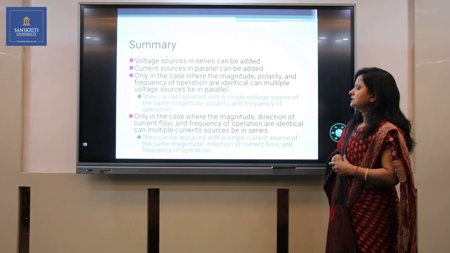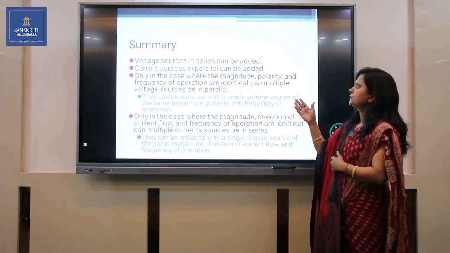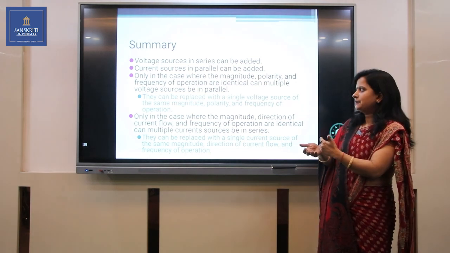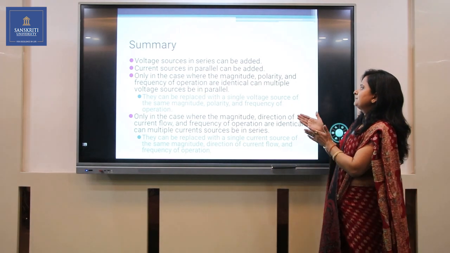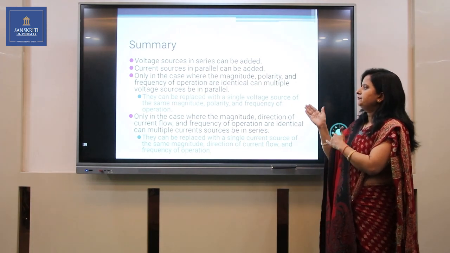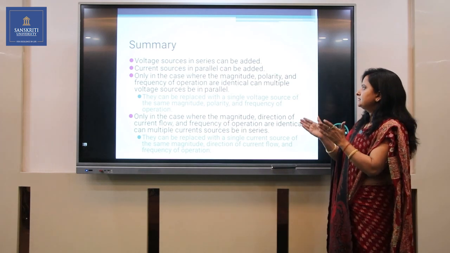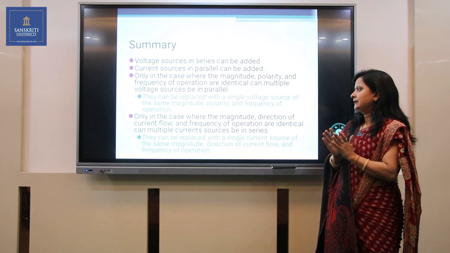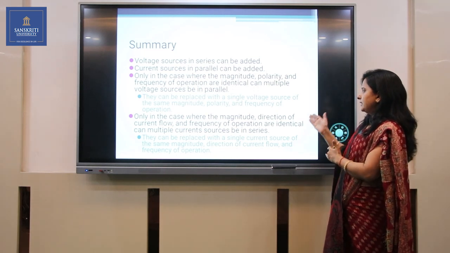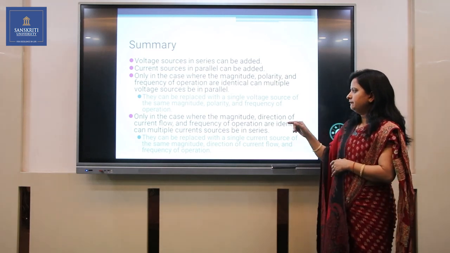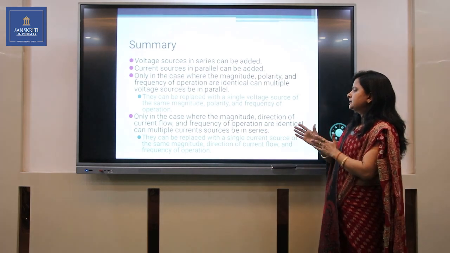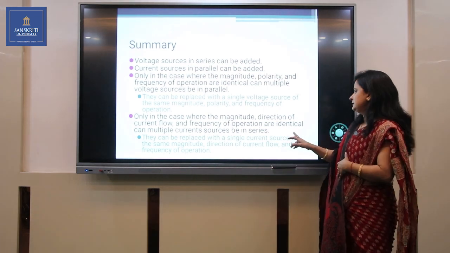Next, as a summary, we can say that voltage sources in series can be added, and current sources in parallel can be added, only in the case where the magnitude, polarity and frequency of operation are identical. Can multiple voltage sources be added in parallel? Only in the case where the magnitude, direction of the current flow and frequency of operation are identical can multiple current sources be in series.